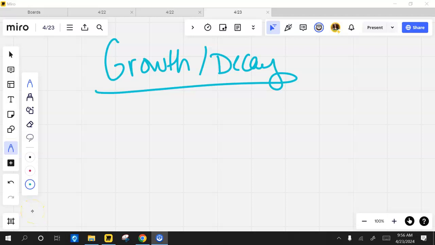Growth and decay. Yeah. Give you the homework now. You've done this before. Yeah, that's like that.